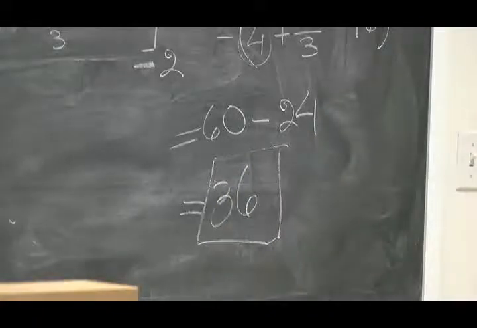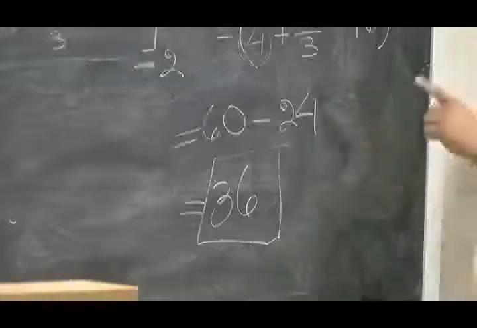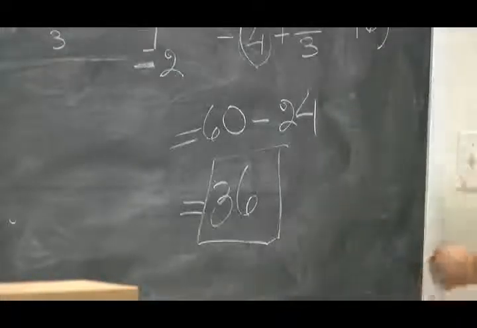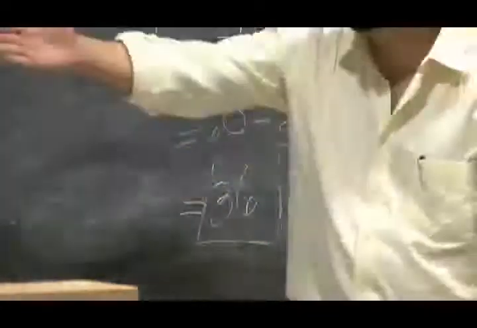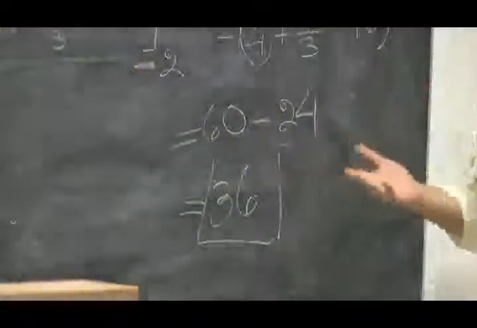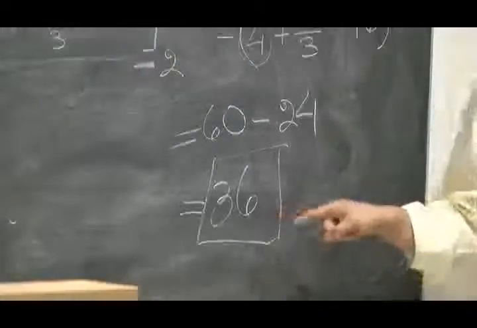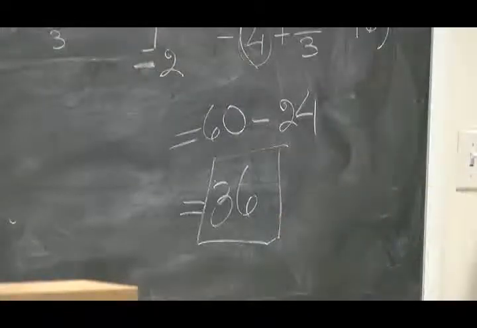Okay? Now, here's the thing. We're calculating area, which means your final answer must be positive. If you get a negative answer for the final area, or if you get 0, when you clearly see that the region has to have a positive area, then you've made a mistake. So rethink what you've done. Okay? Does that make sense?